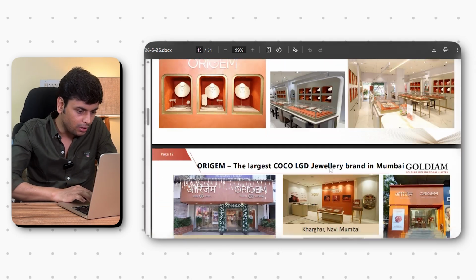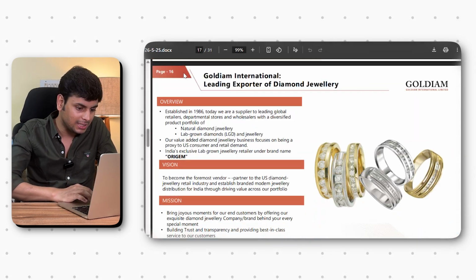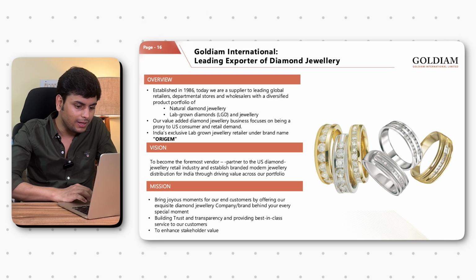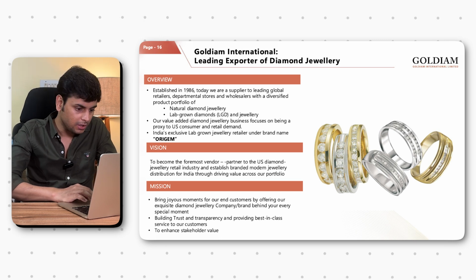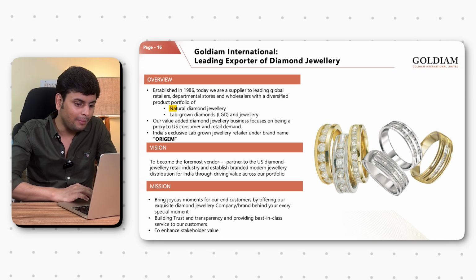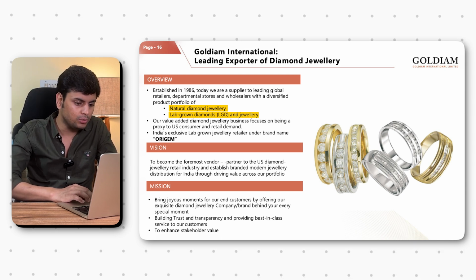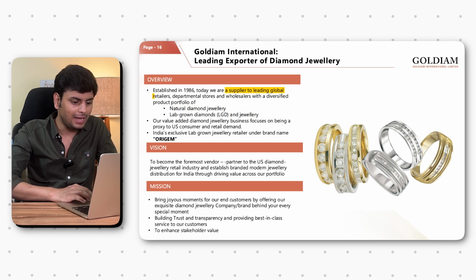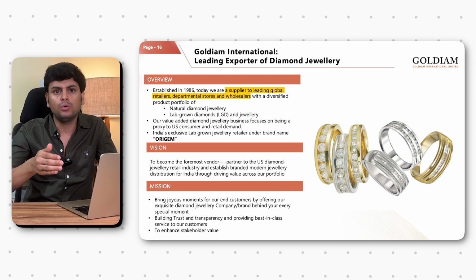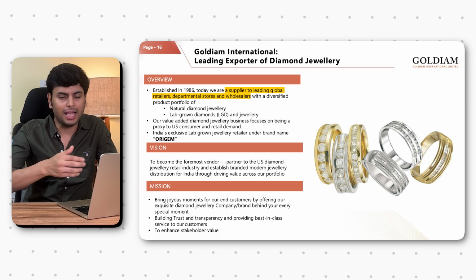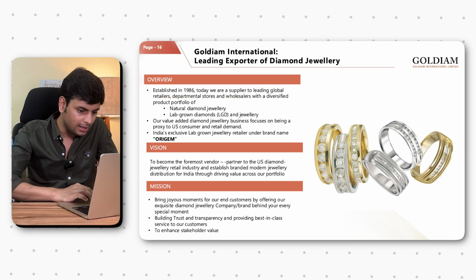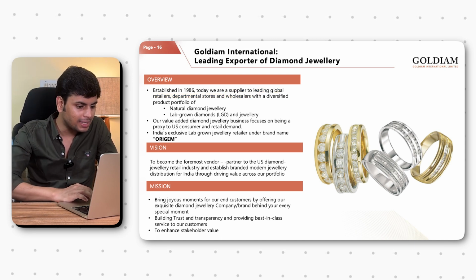Now we will scroll down and we will come to page number 16. And here, first of all, we will understand the company's business. So it is written here that Goldiam deals in natural diamonds and lab-grown diamonds, which are also known as LGDs. And it also sells jewelry made from these diamonds. Mainly, it is an export business. They supply natural diamonds and LGDs to jewelry retailers and wholesalers across the world. But if you look here, it is written that their main focus is the USA.